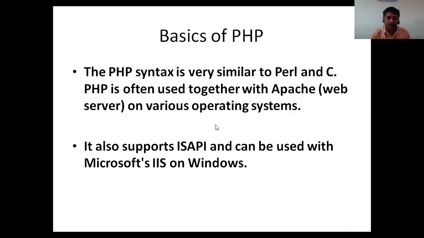PHP also supports an API, that is an Application Program Interface, which can be used with Microsoft IIS on Windows. We can see IIS in the control panel. It is a server that is useful to execute your PHP also.